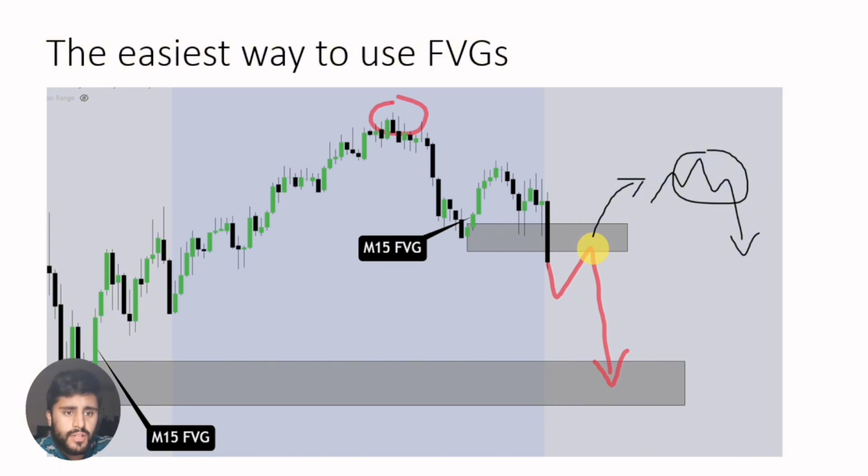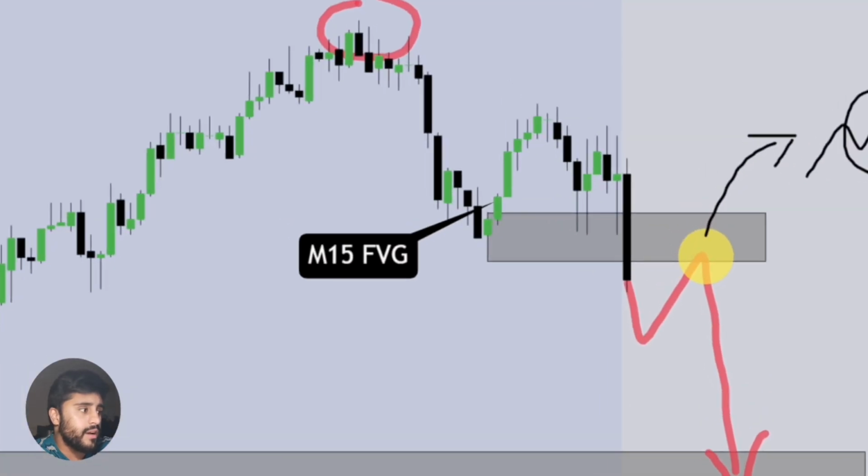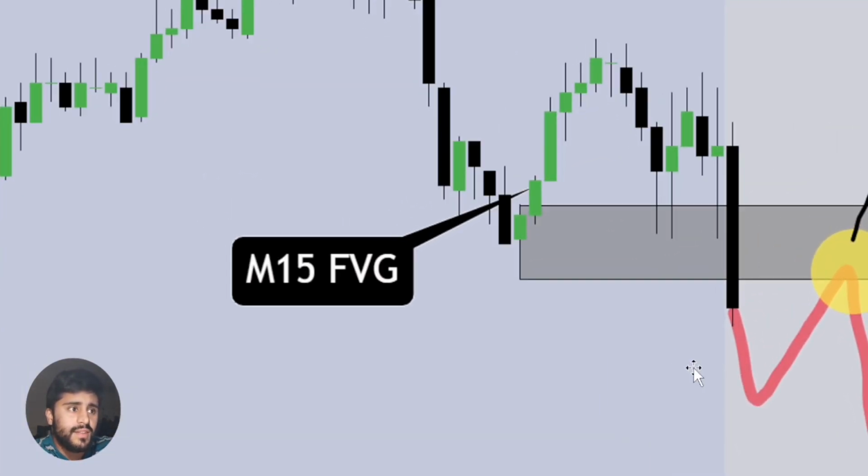So this is what I call a 15-minute POI. And the way that I mark this out, if we zoom into it, is we can see here, this is the 15-minute fair value gap just over here. And I mark out the candle before the fair value gap. So my key level is essentially this region here. If we break above, we look for a buy. If we break below, we look for a sell.